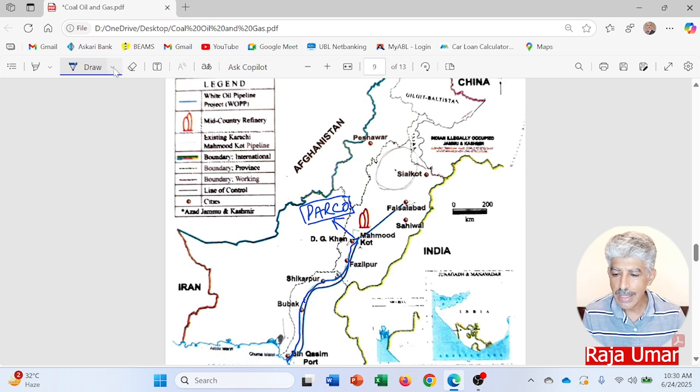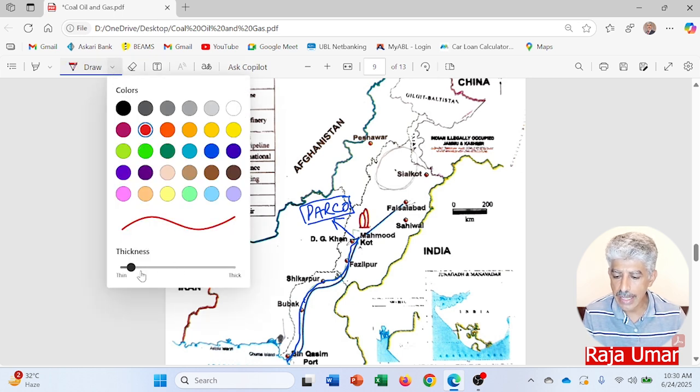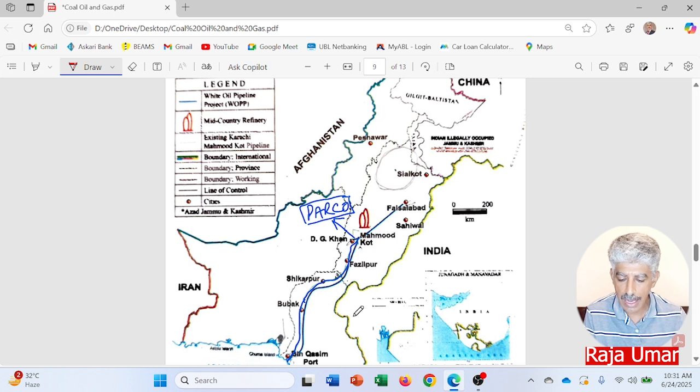And the next one is another pipeline, which you can see is going parallel to the previous one. This blue one is the existing pipeline which is already available here. And now the new project is known as the white oil pipeline project, and it goes through almost the same areas, reaching Mahmood Kot. And you know what is meant by the black oil and white oil project.